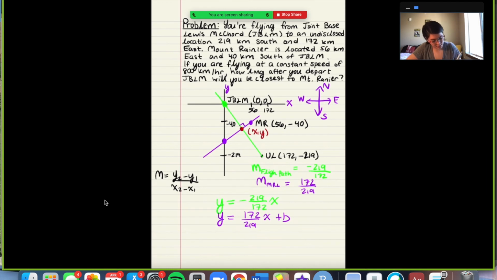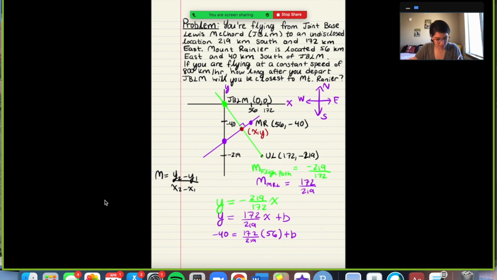Okay. So we know y is negative 40. We know our slope. And we know x is 56, plus b. Now, normally I would encourage you to not use decimal answers in your equations. However, I've worked this one out and it does not end up being very nice or reduced nice at all. So I will be using decimals just for the sake of time.